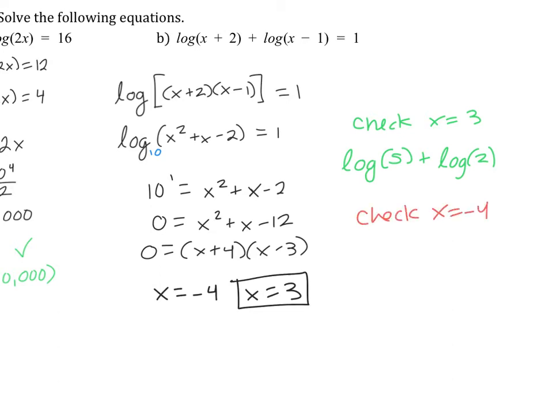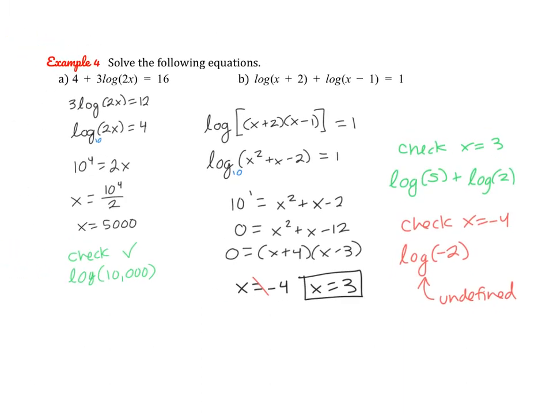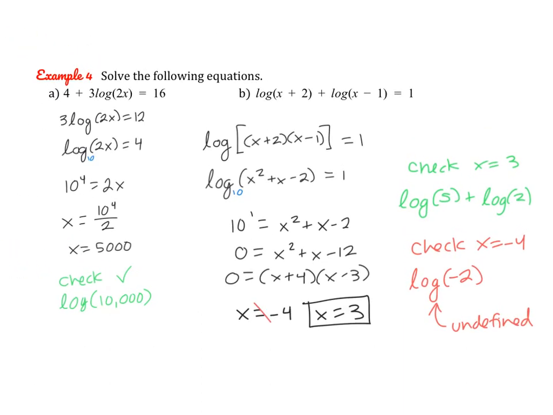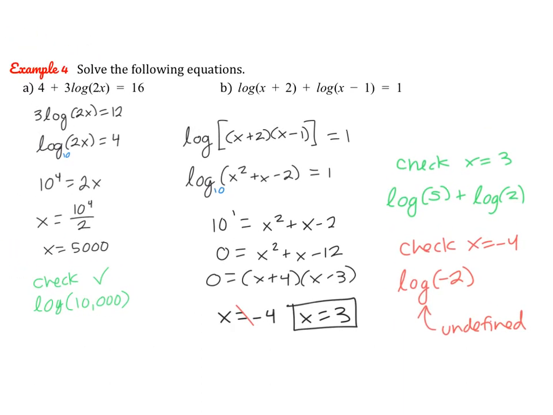And now let's check x equals -4. So just by substituting it into that first equation, we get the log of -2. This value is undefined. So therefore, x equals -4 was an extraneous solution. So our only solution is x equals 3. So just remember, for these problems, you do need to check to make sure that this value remains positive for your given x values.